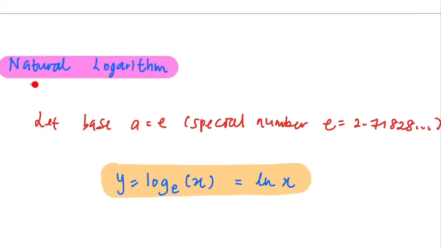Next, let us look at the natural logarithm. Since you have the natural exponential, when the base is equal to e, you can also have the natural logarithm. As usual, let a equal e, therefore it becomes log base e of x. Another way to write log base e is ln. The symbol is ln, and then just write the argument here.